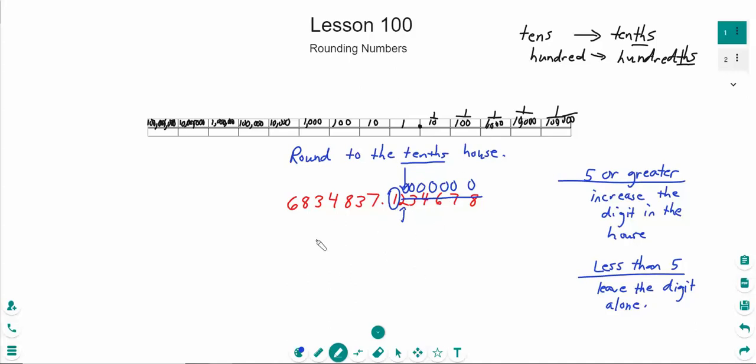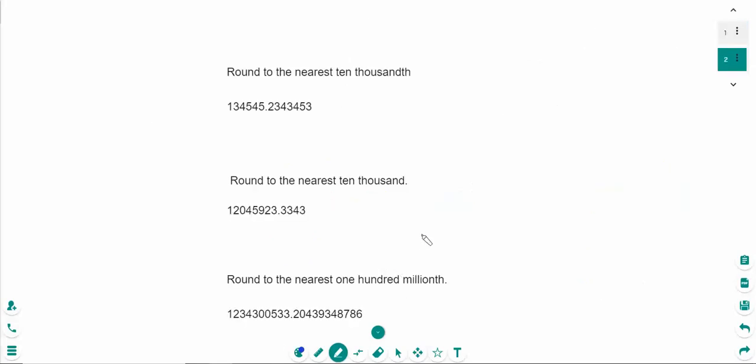So this number rounded to the 10th house would be 6834837.1. Oops, 0.1. Which would be what if I place my commas? 6,834,837 and 1/10. Okay, that is rounded to the 10th house. It's as easy as that. So let's just do a couple of these practice shots here. We won't spend too much time on it, and just make sure that you're not missing any small part here, and then we'll be ready for our seat work today.